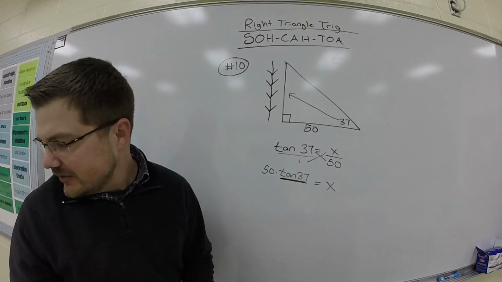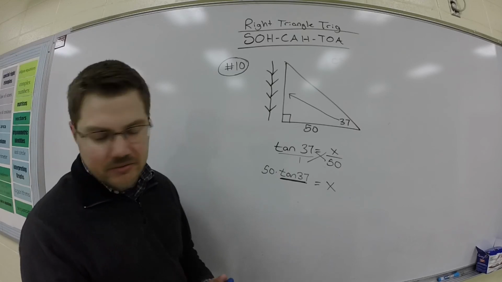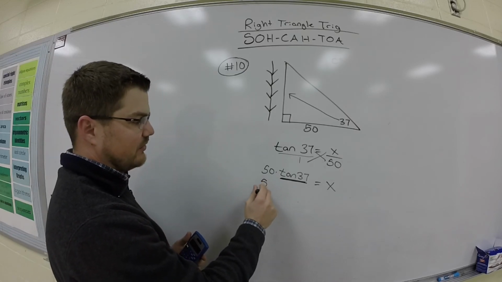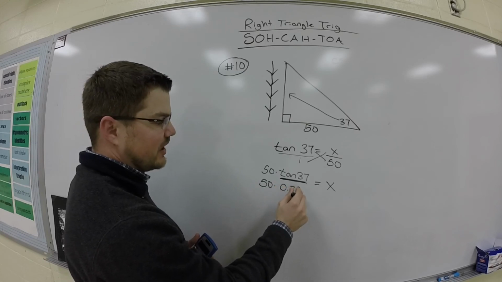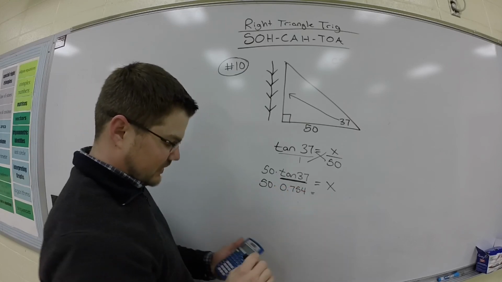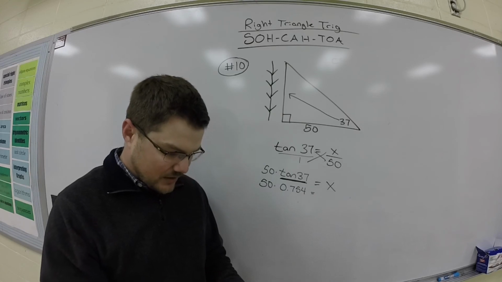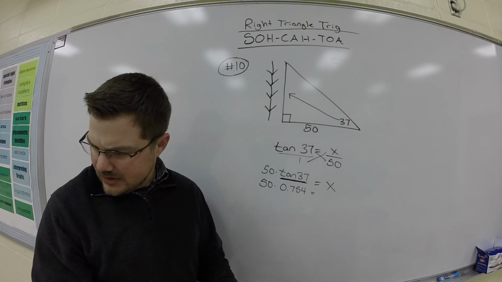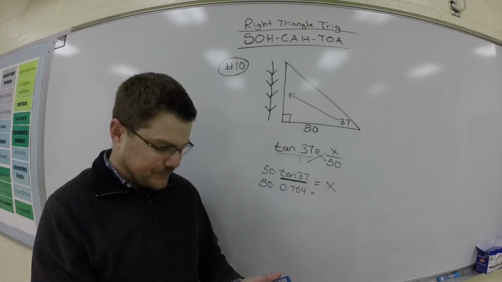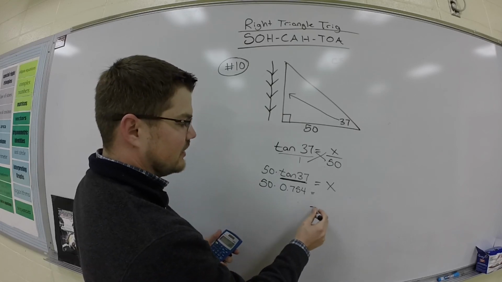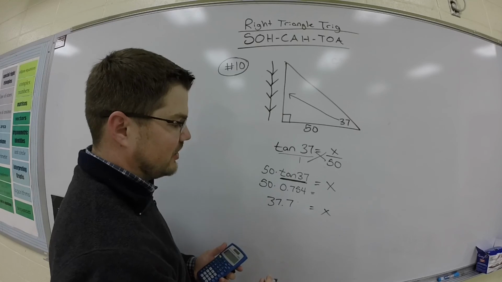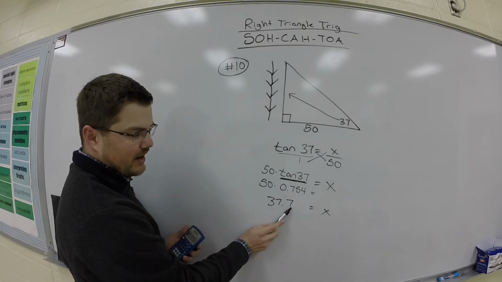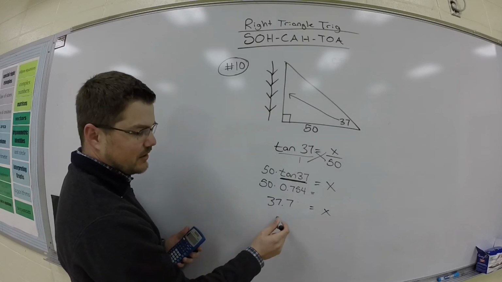Tangent 37 is 0.754. So we're going to say 50 times 0.754. See what that gives you. 50 times 0.754. I get x equals 37.7 to the nearest foot. This is 5 or greater, so we'll round up to 38.